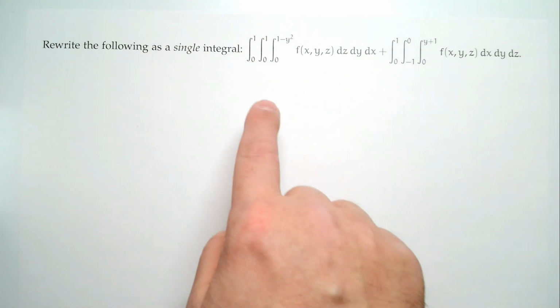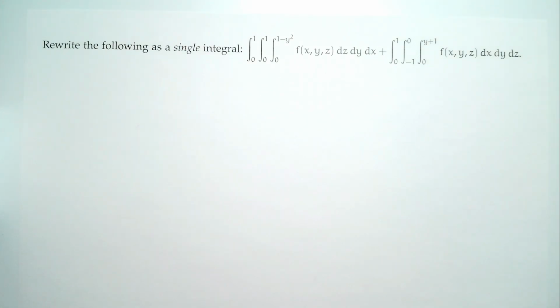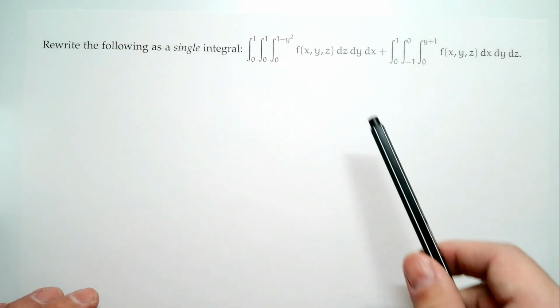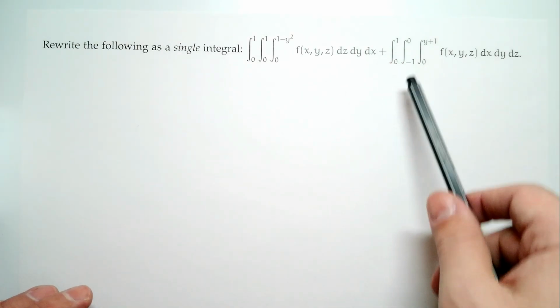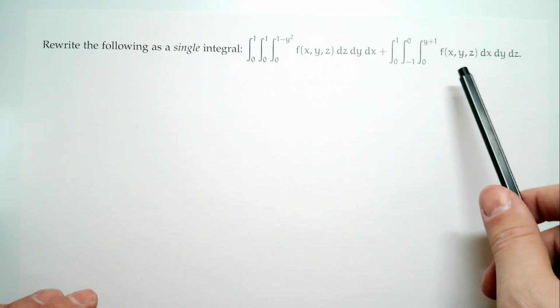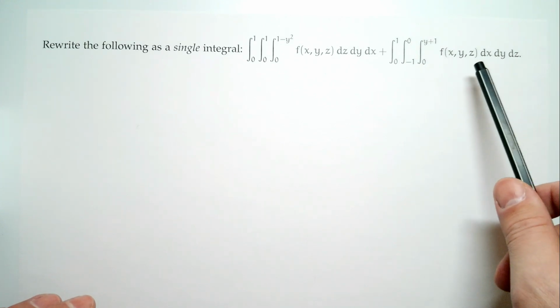We have the integral 0 to 1, 0 to 1, 0 to 1 minus y squared of some function dz dy dx, and 0 to 1, negative 1 to 0, 0 to y plus 1. Again, it's the same function, but dx dy dz.